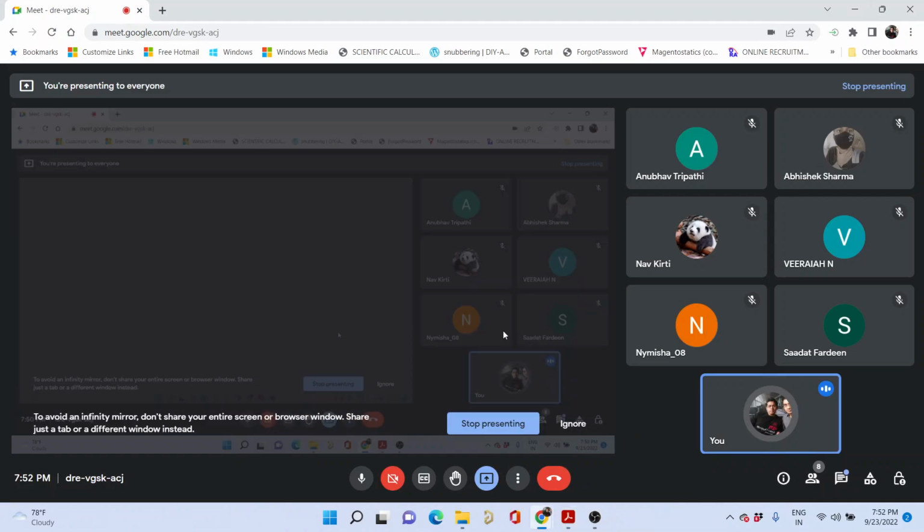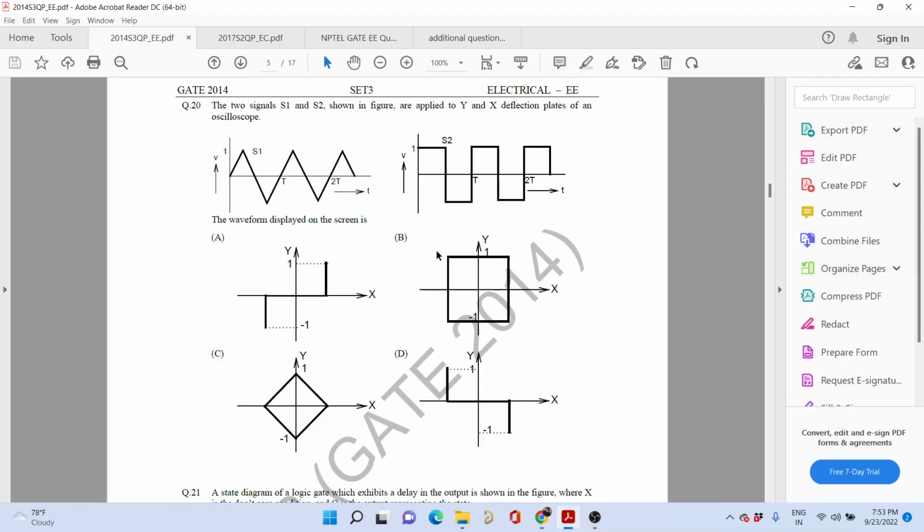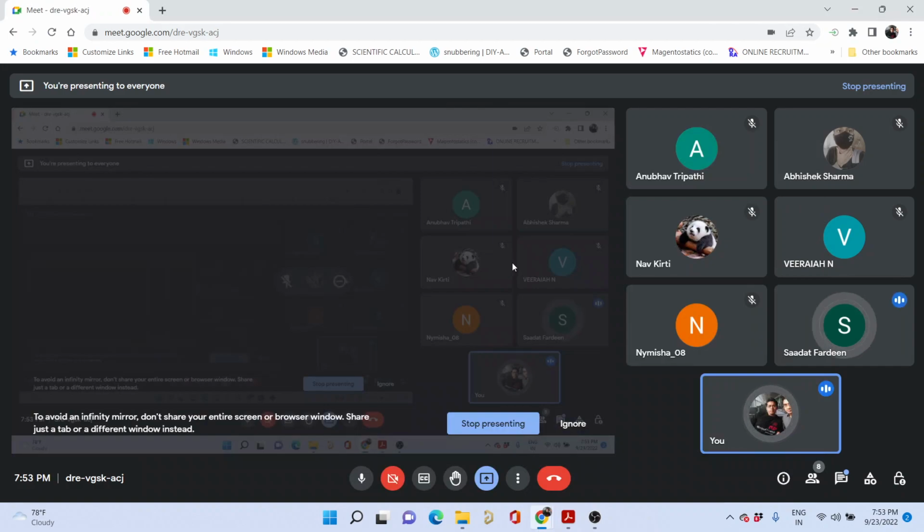Anybody with the answer yet? Anybody except Anubhav? Navkirti? Okay. Abhishek? Vida? Option B, sir. Option B is what? Option B. Okay. So option B and option C. Anubhav said option C. Vida is saying option B. Okay. Shahadat. I'm counting on you. Yes. I did not get it.